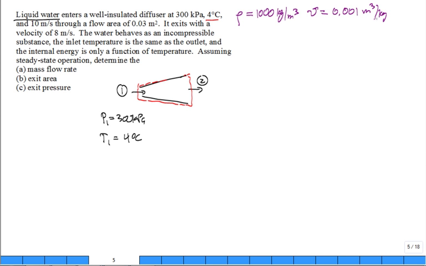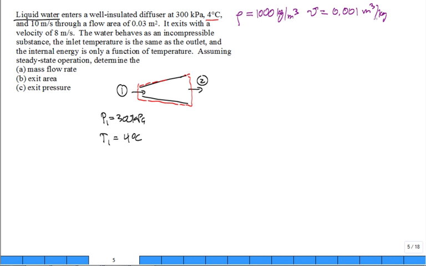0.001 meter cubed per kilogram. Again, I'll repeat that statement. Normally, if I said I need to do a back-of-the-envelope calculation quickly, I have liquid water. What's the density of liquid water? I don't care if it's 20 degrees C, 25 degrees C, 10 degrees C. I'll throw out 1,000 kilograms per cubic meter, and I'll run with it.